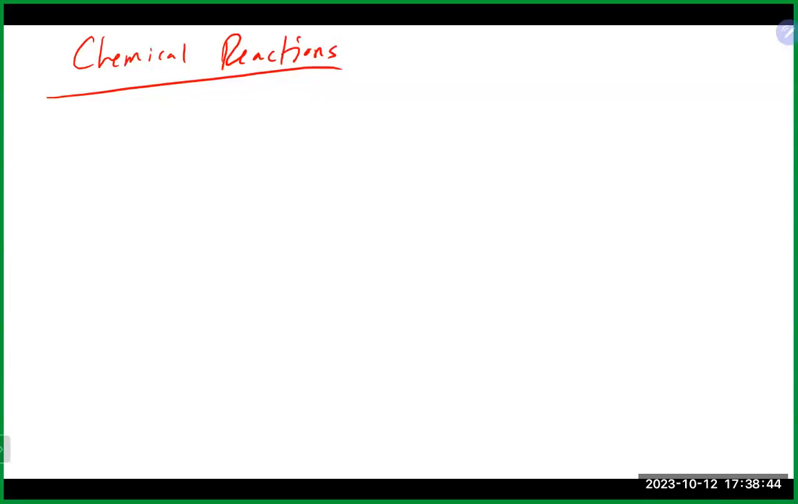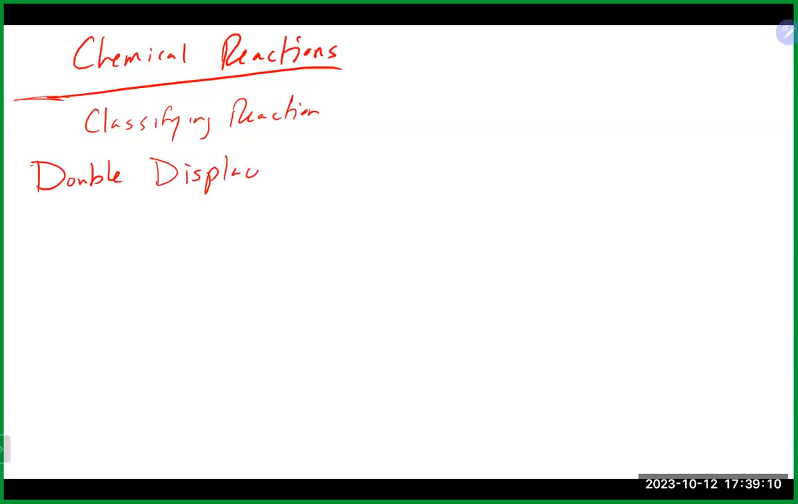So we're talking about chemical reactions. We're talking about classifying reactions, I think, if I'm not mistaken. And we really started talking about a specific type of reaction. And really, there's kind of two big categories of reactions that pretty much all more specific classifications fall under.